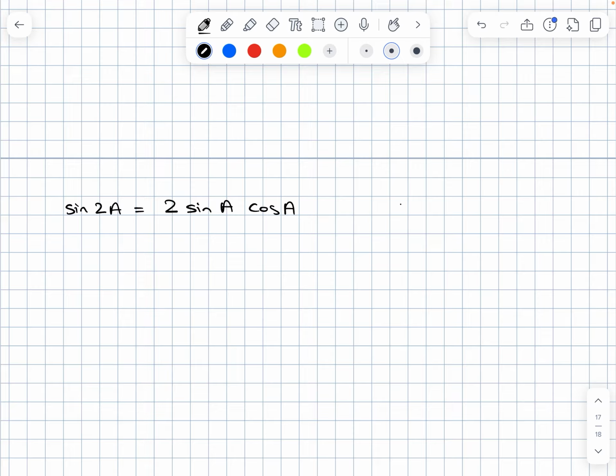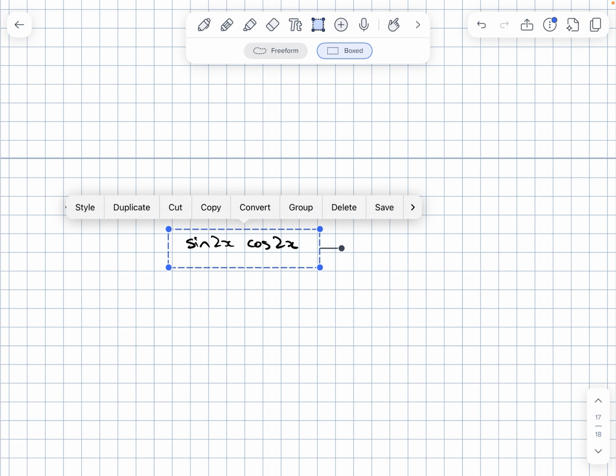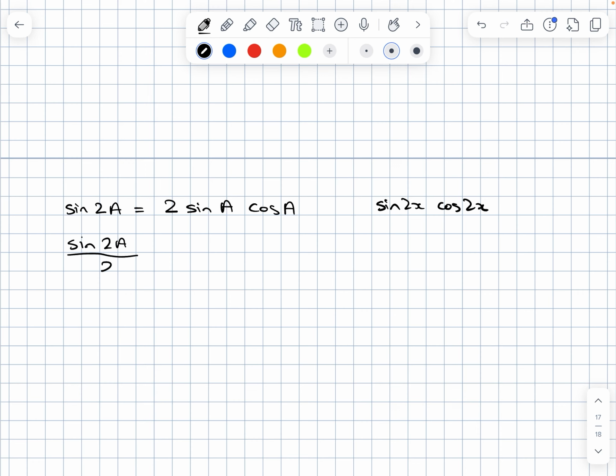And if I compare that to what we had before of sine 2x cos 2x, we're sort of trying to compare this to here. So, well, how do I then get my sine 2a cos 2a to not have a 2 in front? Well, I'm going to divide by 2. So we've got sine 2a divided by 2 is equal to sine a cos a.